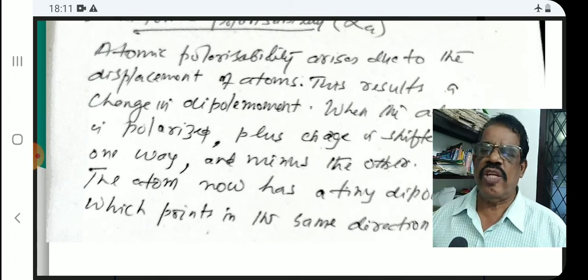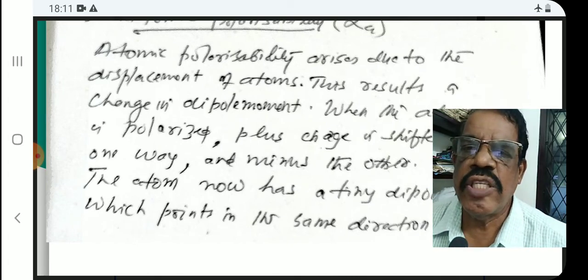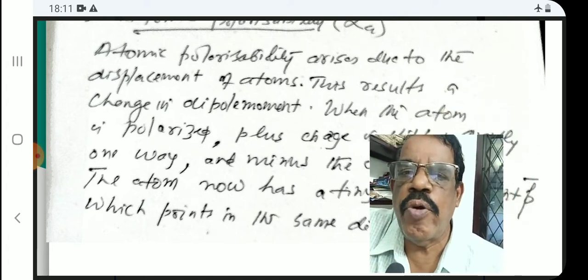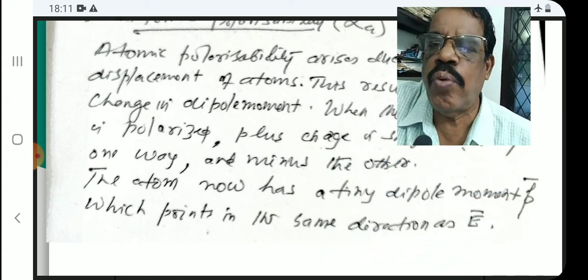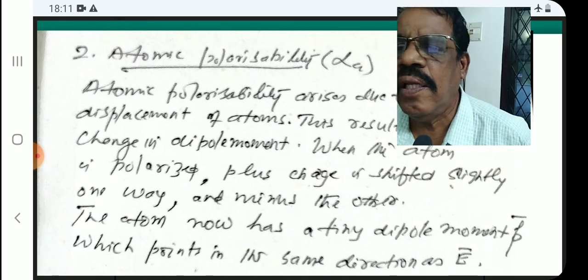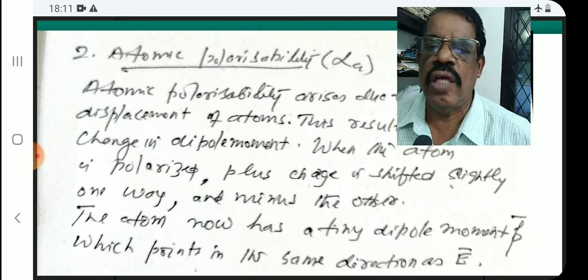Atomic polarizability is caused by the reorientation of atoms. This results in a change in dipole moment when the atom is polarized. Plus charge is shifted slightly one way and minus the other.